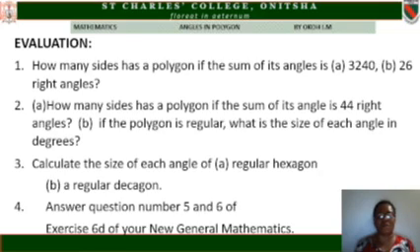So number 4, answer questions number 5 and 6 of exercise 6D of your New General Mathematics. I did not put the page because we have different editions of New General Mathematics. My own edition may not be your own edition, so the pages are not the same. So just open your New General Mathematics and look for the exercise there. Exercises have a number. So you go to exercise 6D and answer question number 5 and number 6 and submit the assignment as soon as possible.